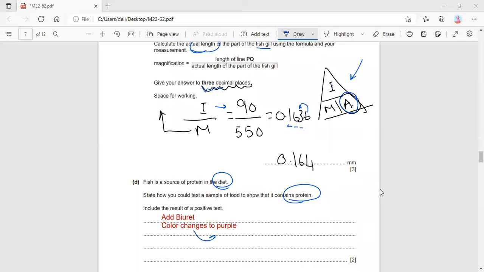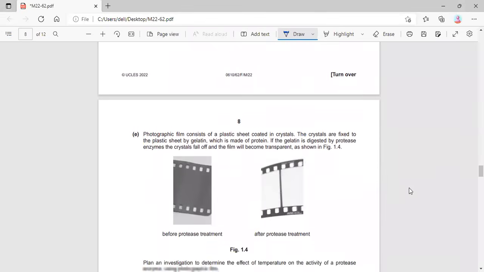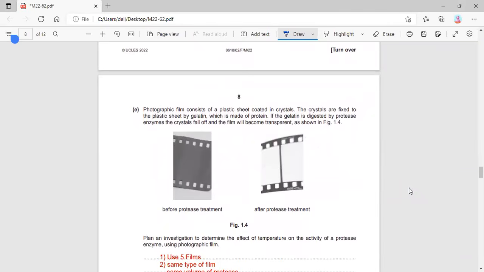The last question in question 1 is: the photographic film consists of a plastic sheet coated in crystals. Photographic film was used in the old-day cameras. The crystals are fixed to a plastic sheet by gelatin, which is made of protein. If the gelatin is digested by protease enzymes, the crystals fall off and the film will become transparent.